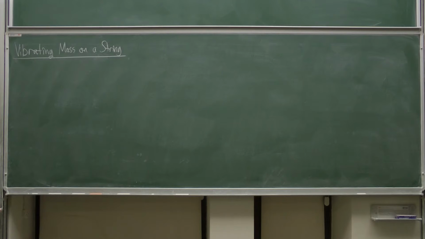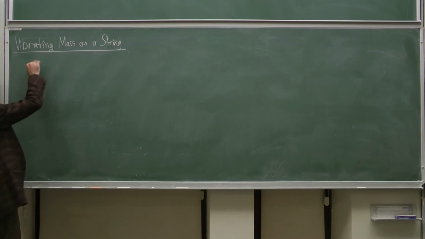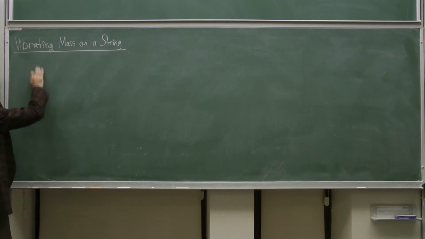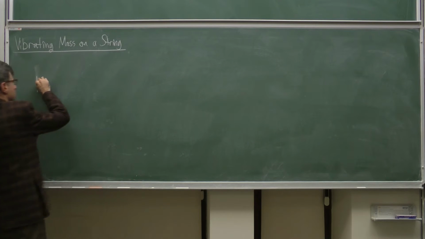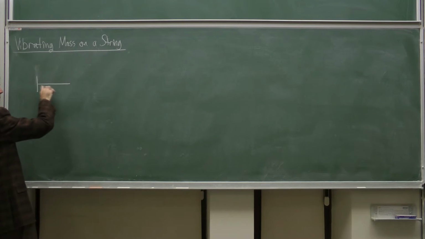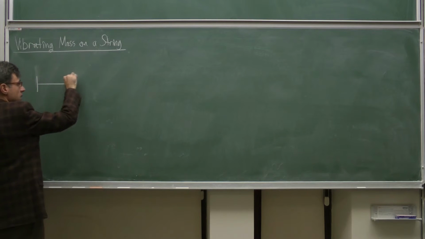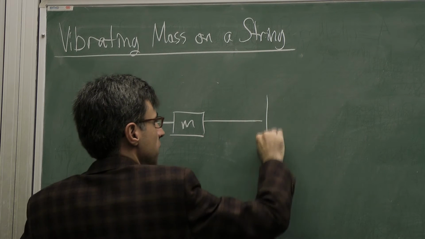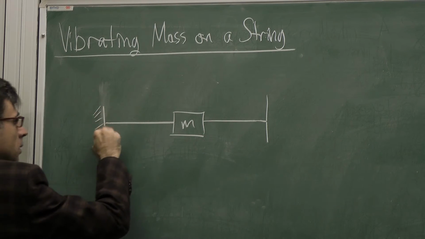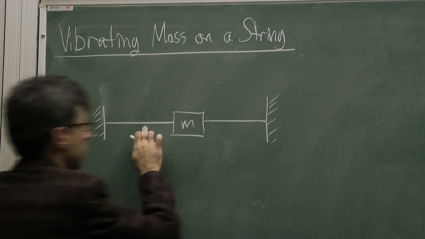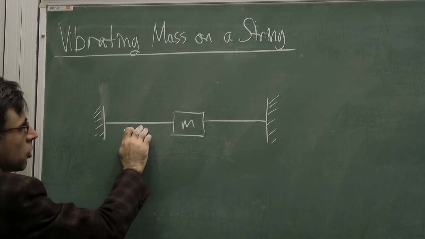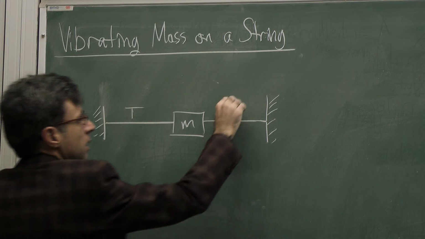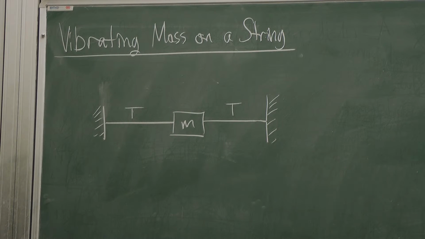Okay, the name of our next problem is vibrating mass on a string. We can summarize this problem, the system, as this. We have a string and a mass m and another string connected to a fixed point. There is tension on both strings, and the magnitude of the tension is T. And there's no gravity, so it's in free space.